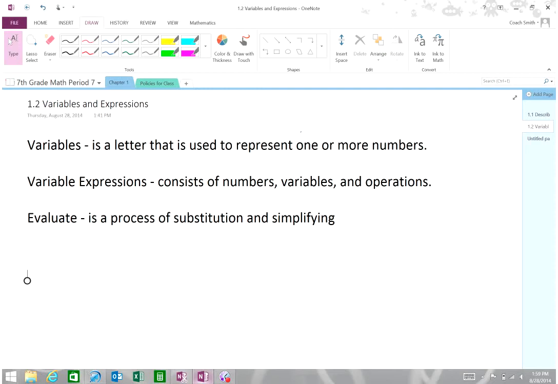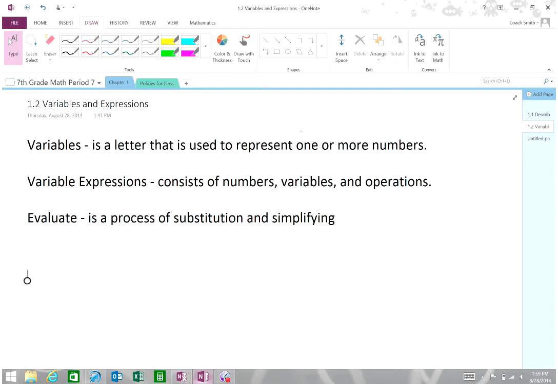Now, you could also say that there are occasionally symbols that represent a number. Okay? An example of a symbol that represents a number would be pi. We learned about pi last year, equals 3.14 or 22 over 7. So most of the time, 99% of the time, it's variables, but occasionally there are some symbols that will represent a certain number. Okay, so that's the first definition.